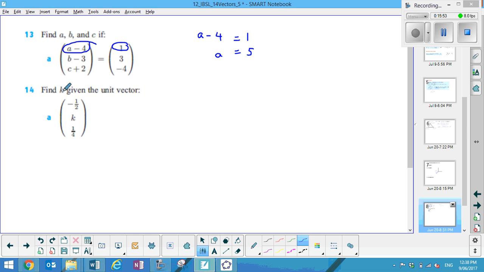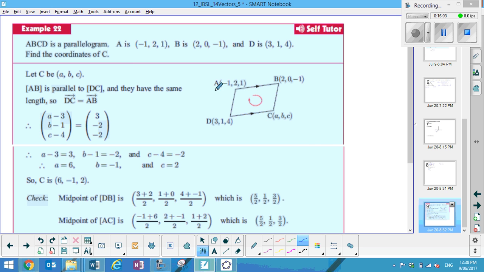This one, given this is a unit vector, find the value of k, same as you did for two-dimensional. So I'll leave you to have a go at those, and we'll do them in class, and then we'll talk through this example in class as well. That's all written up here, and we'll just talk about that one in class.